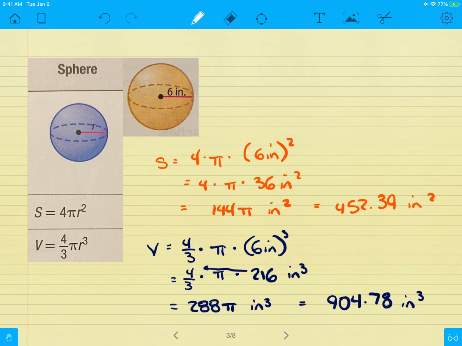So that means if you imagine a little sugar cube that was 1 inch by 1 inch by 1 inch, right? A little cube. You could fit 904 in that little sphere. That's the idea. That's what volume is. All right, let's move on to the next one. So that was the next two problems on the Google form.